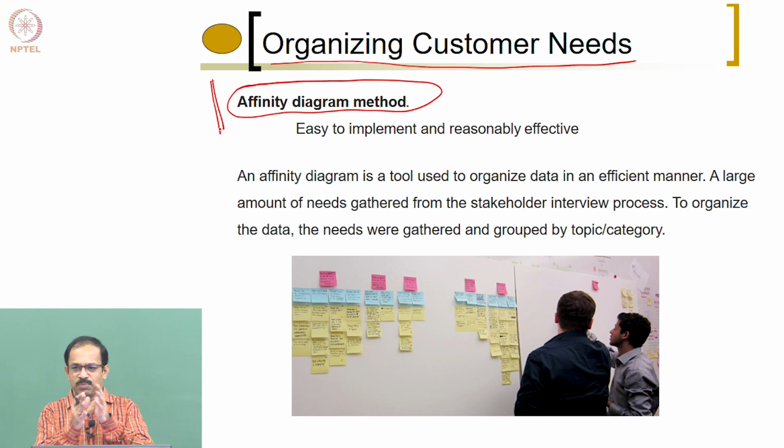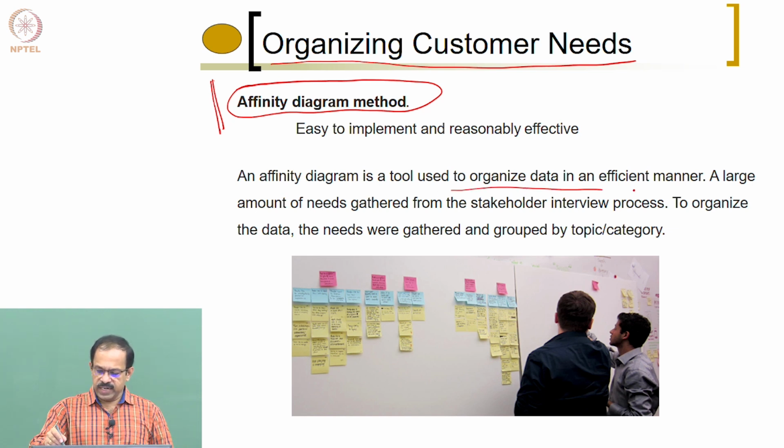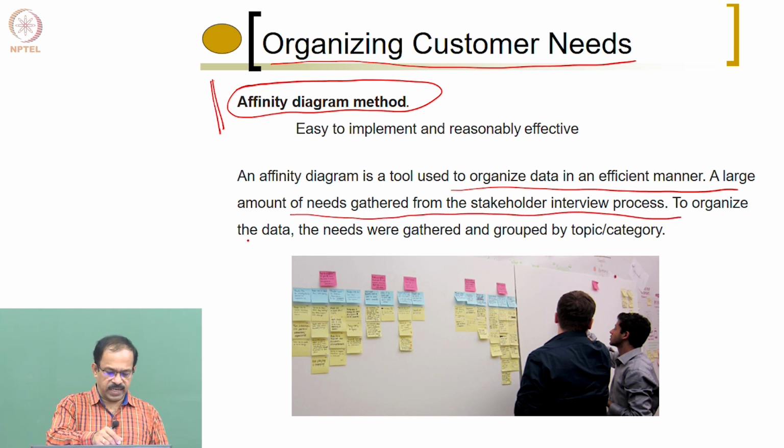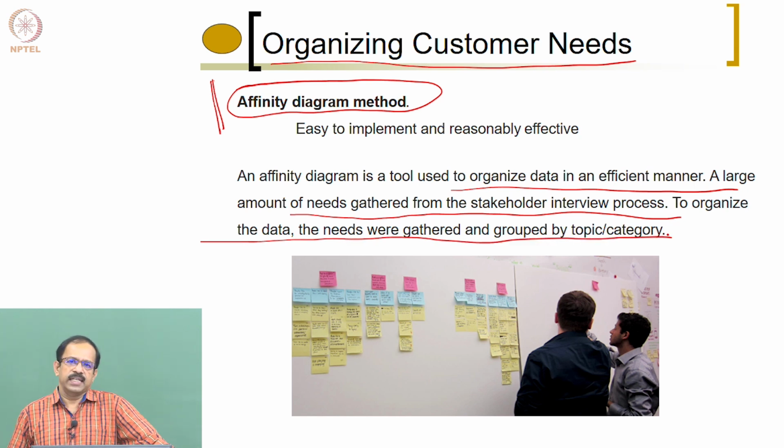It is towards something, right? Affinity towards a particular thing. Now, it's a tool used to organize data in an efficient manner. A large amount of needs gathered from the stakeholder process. To organize the data, the needs were gathered and grouped by a topic or category. So that is basically the affinity diagram.